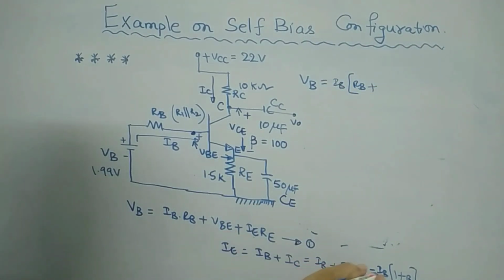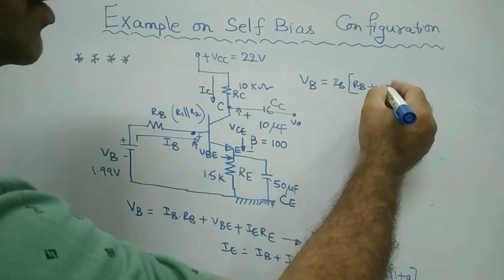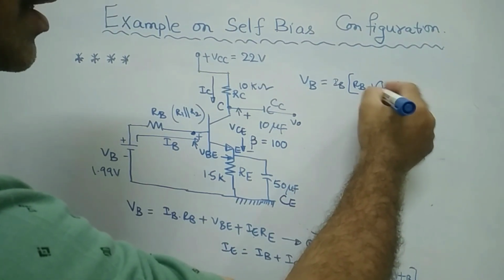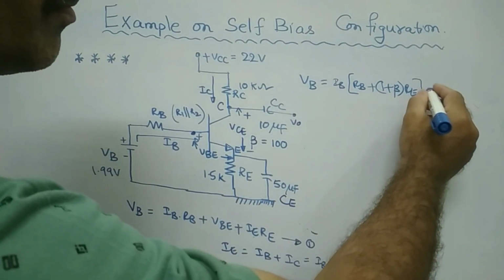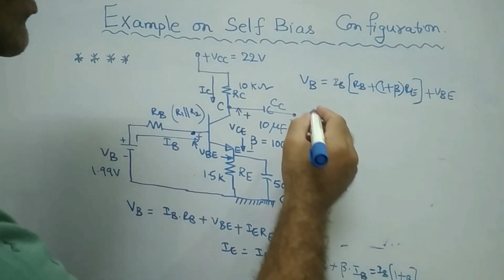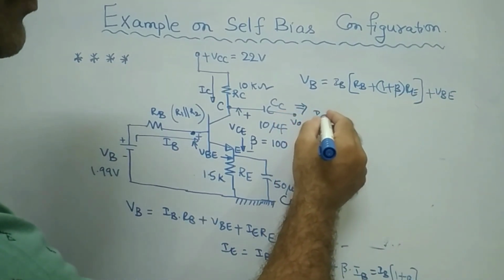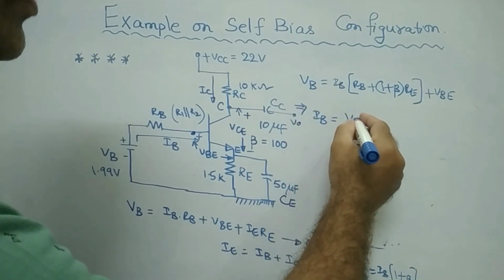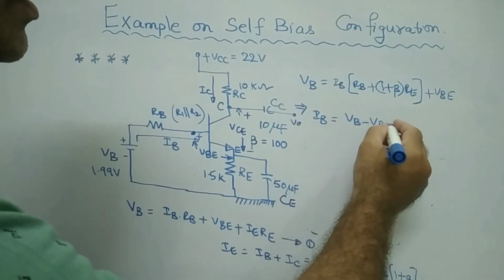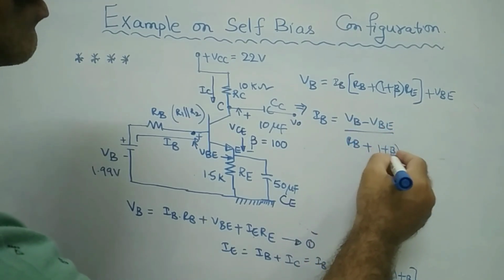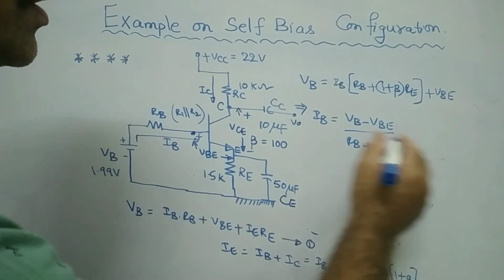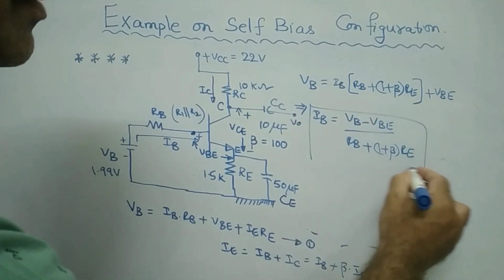plus, then here you will get 1 plus beta times RE. Clear? Plus VBE. This is equal to VB. Now you write the expression for IB. IB is equal to VB minus VBE by RB plus 1 plus beta times RE. So this is the expression you should use for IB.